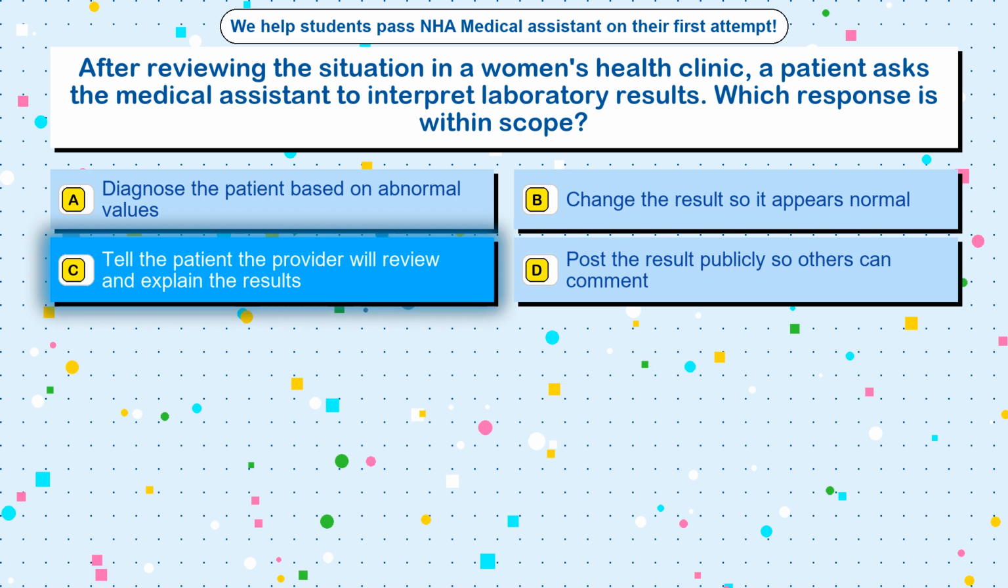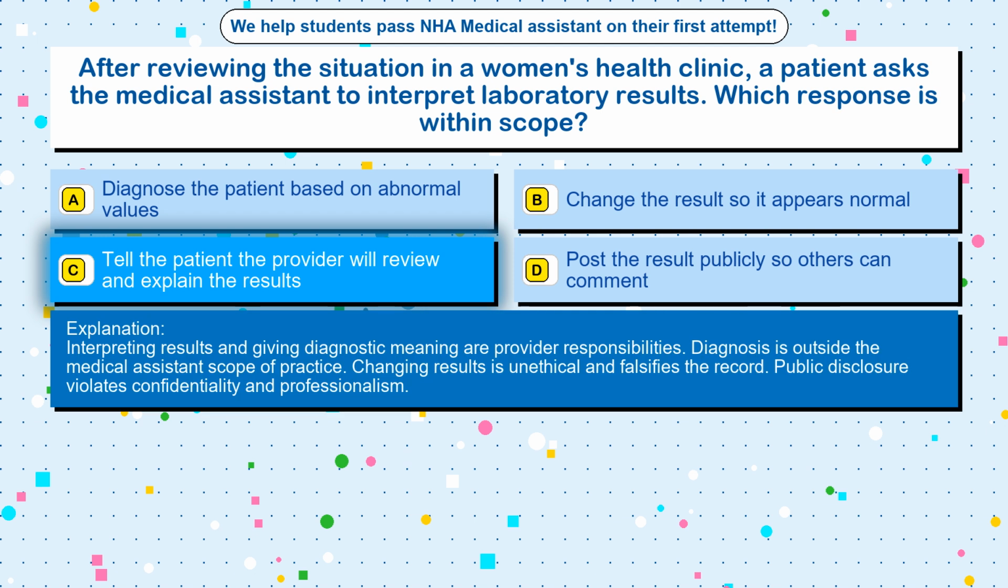The correct answer is option C. Tell the patient the provider will review and explain the results. Interpreting results and giving diagnostic meaning are provider responsibilities. Diagnosis is outside the medical assistant's scope of practice. Changing results is unethical and falsifies the record. Public disclosure violates confidentiality and professionalism.